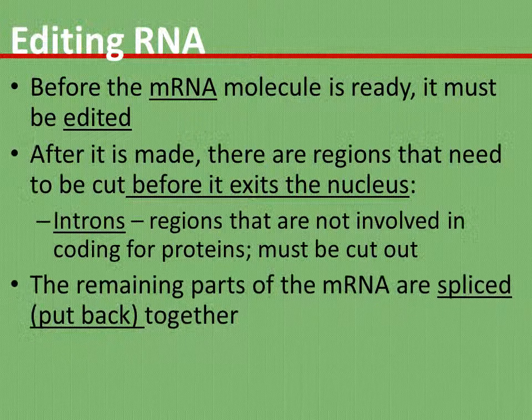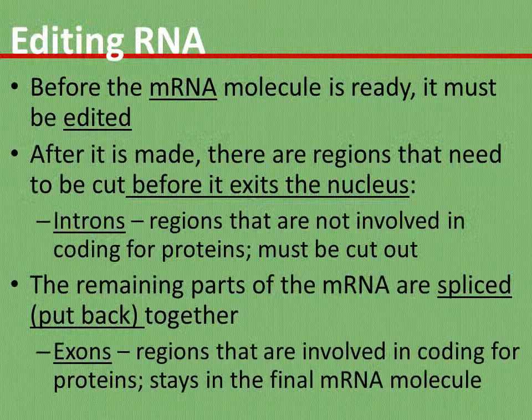And then the immature RNA also has regions called exons. They are actually involved in coding for the protein. So after you cut out the introns, you're going to splice together the remaining parts, which are the exons, so that you have your final mRNA molecule. I know it sounds a little confusing, but hopefully the next picture will help to clear it up a little bit more.